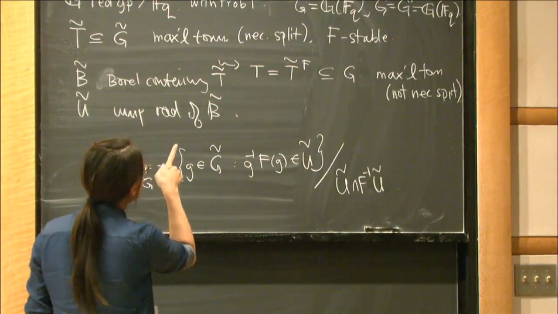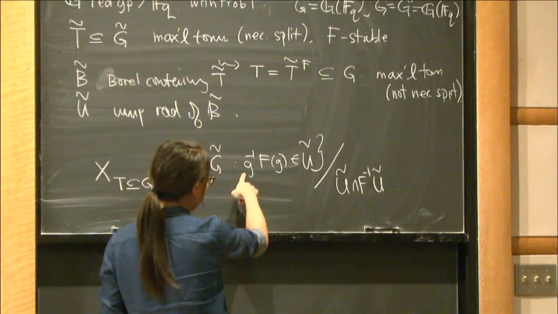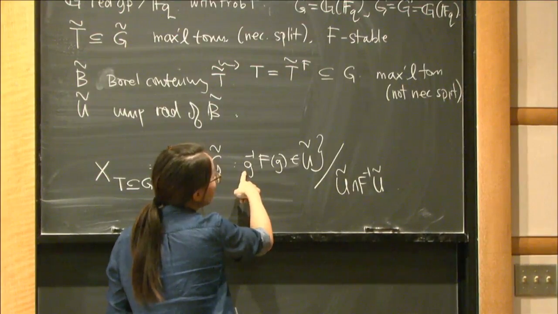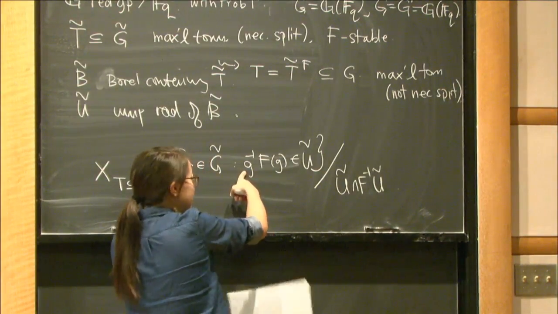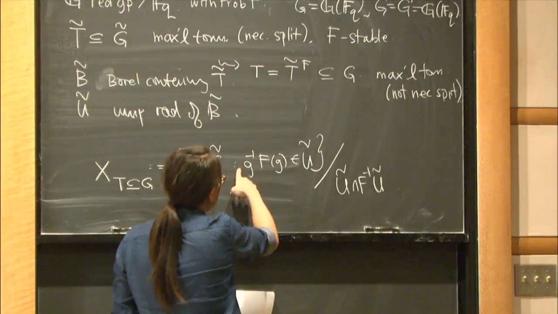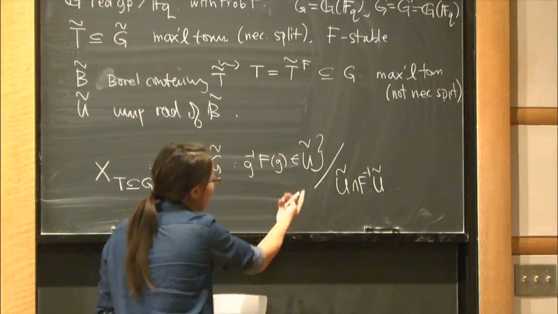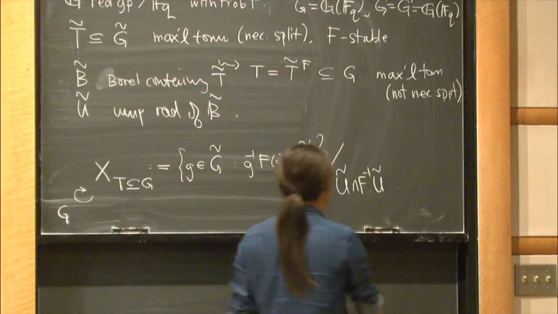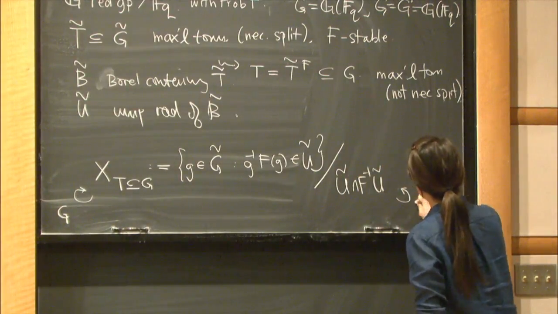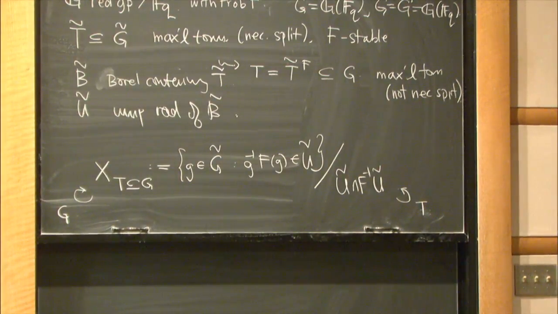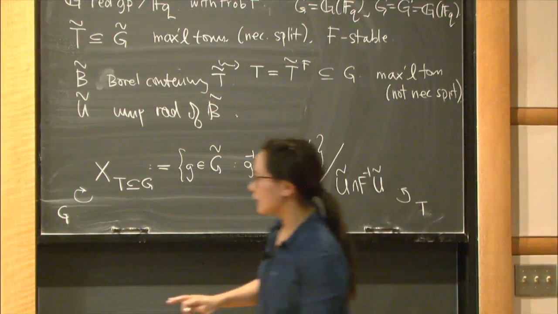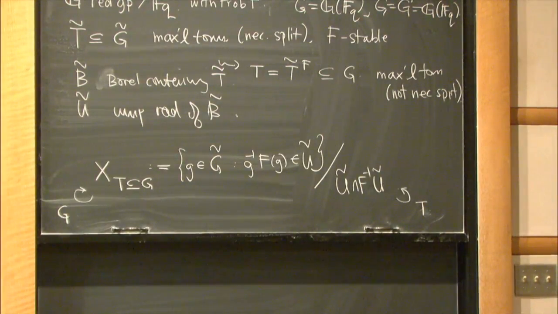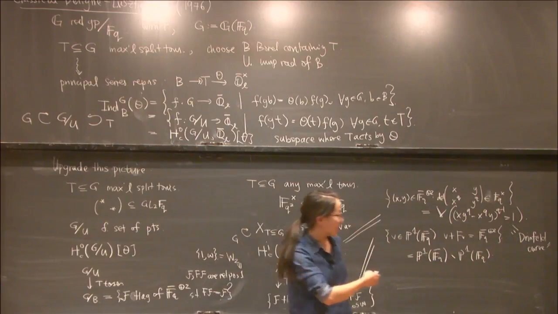So if I act by G on the left, every element of G by definition is equal to its F translate. So when I put a G over here, then it's going to cancel out with this stuff. So I have a left action of G, and since T stabilizes U, then I also have a right action of T. Okay, so we're in a completely analogous setting to over here, except I just defined a much more complicated object.